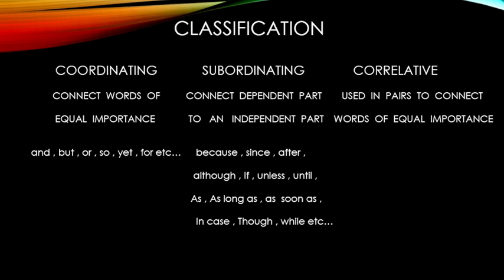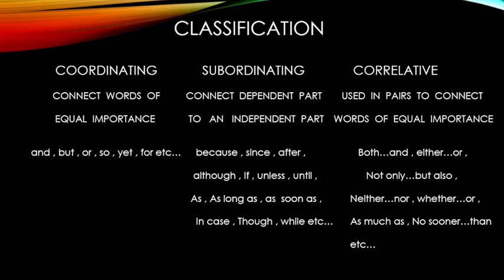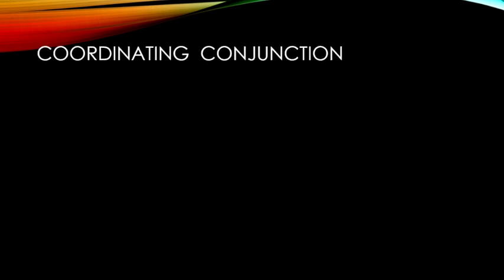Moving to correlative. As I already told, correlative conjunctions come as a pair and we should not use only one part of a pair. We have to use both conjunctions at the same time, like both and, either or, not only but also, neither nor, whether or, as much as, no sooner than, etc. These are the examples of correlative conjunction. So let's see some examples of each type to get a better understanding. Okay, let's start with coordinating conjunction. I already told that it is used to connect two simple sentences of equal importance.